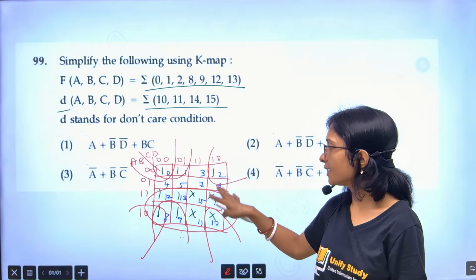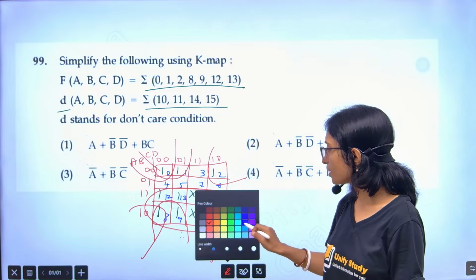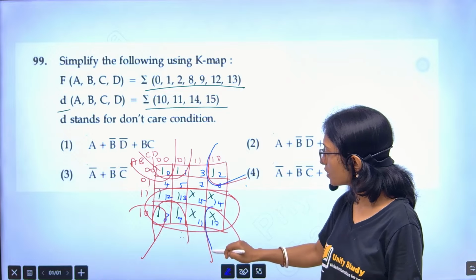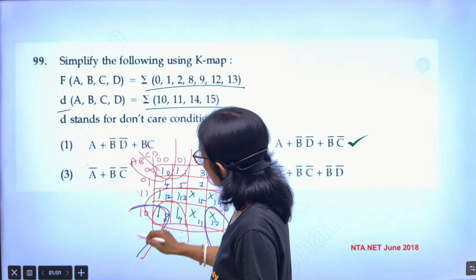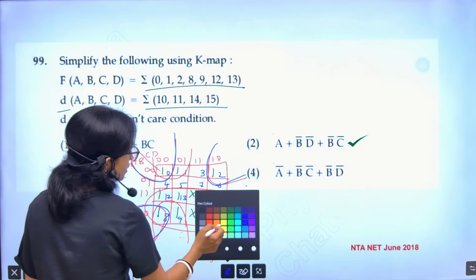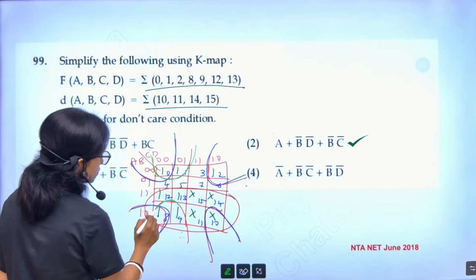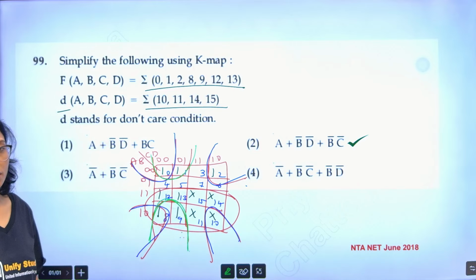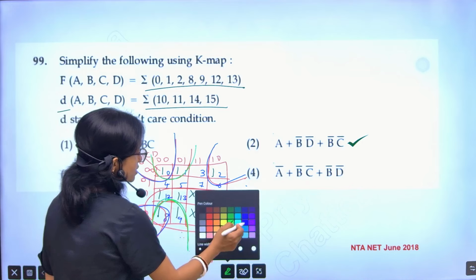Is it possible in any other way of grouping? I am using different colors for the groupings so that it will not be confusing. This is a different group, and another color I am using here. This is a different one. Okay, these are the 3 groupings, right? So now you see how I am getting the answer.